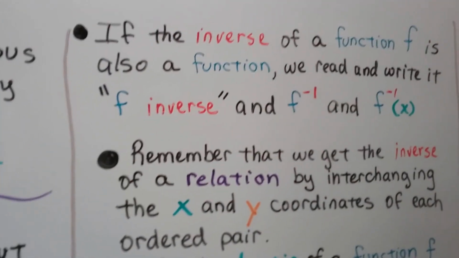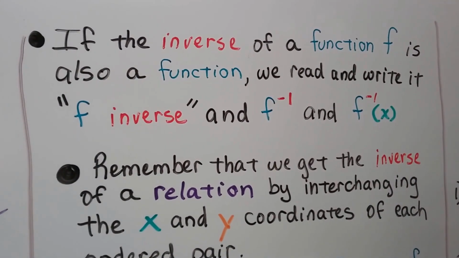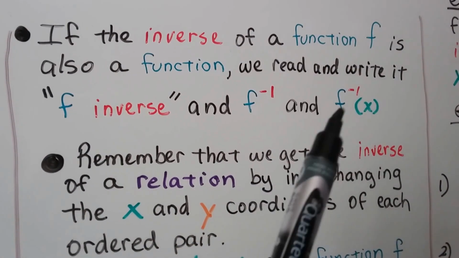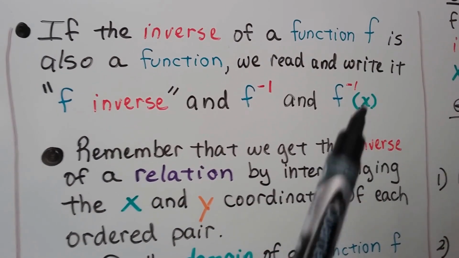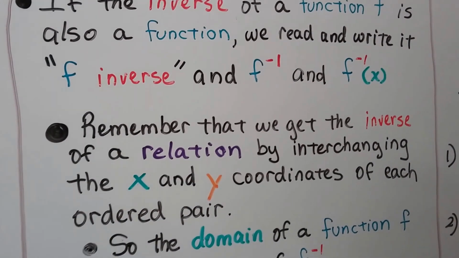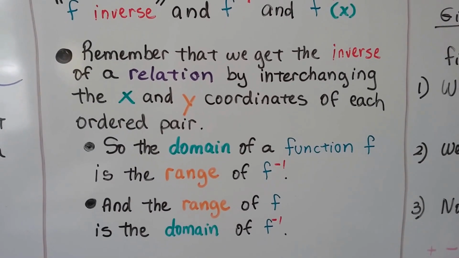If the inverse of a function f is also a function, we read and write it as f inverse, f with a little -1 exponent, or f with the little -1 exponent with the x in parentheses. And remember that we get the inverse of a relation by interchanging the x and y coordinates of each ordered pair. We learned that in the last couple of videos.